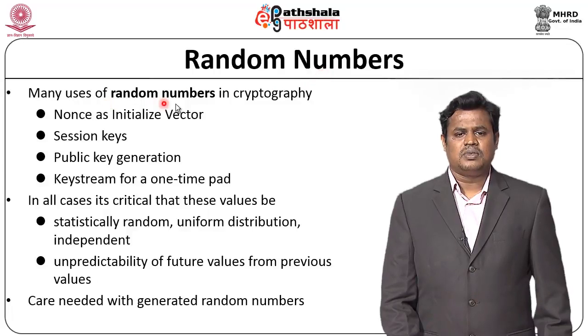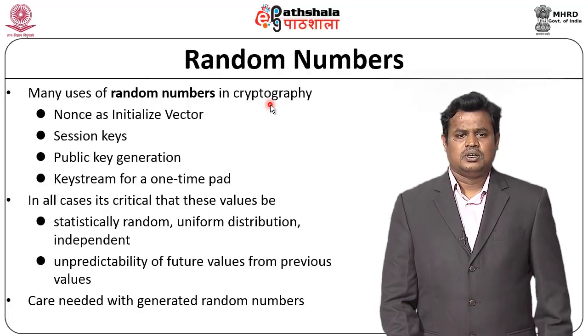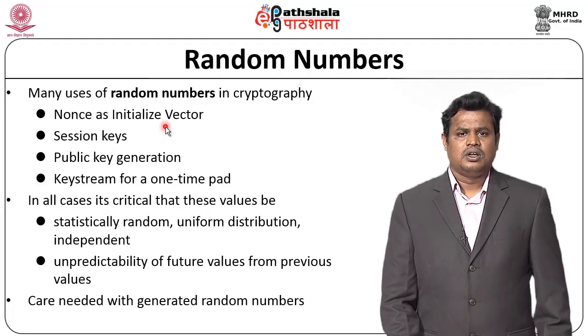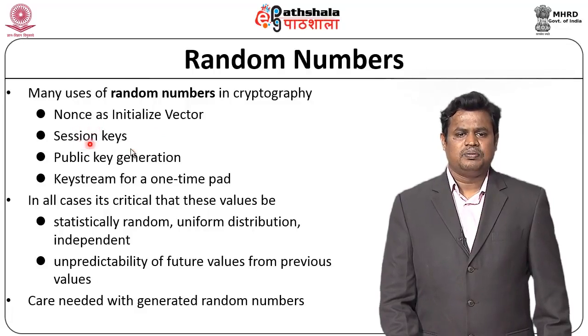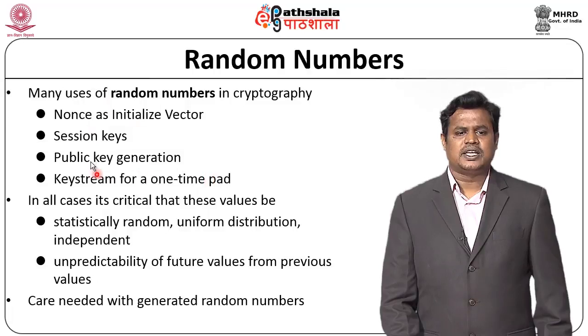There are many uses of random numbers in cryptography, and in lots of places we come across random numbers. For example, a nonce, which generally means number used once, is usually used as an initialization vector. Even in the case of a block cipher and also key distribution, in most cases we come across this nonce, and the session key, which is also generated based on a random number. Public key generation and the key stream of a one time pad are all cases where we use random numbers.